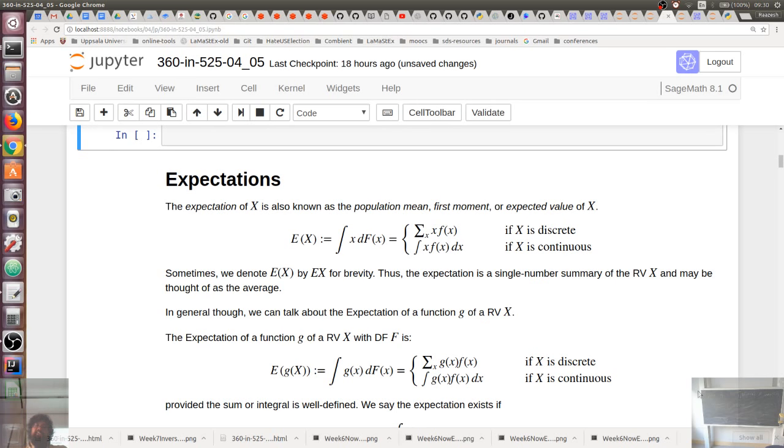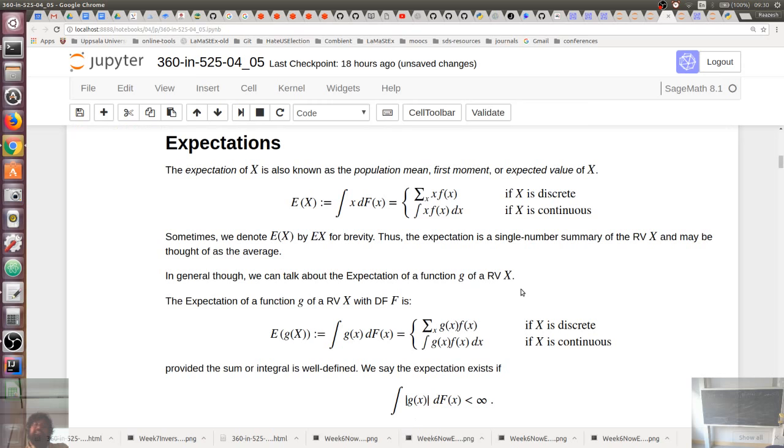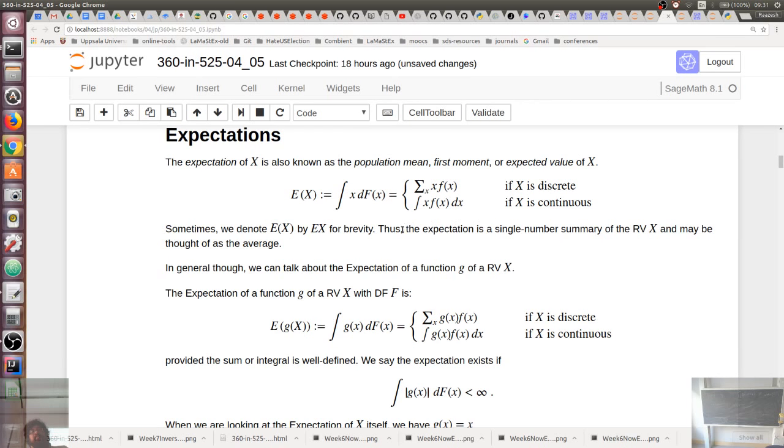The expectation of x is defined like this. It's called the population mean, written capital E of x. You integrate x with the differential of the distribution function. This is just common notation to talk about both discrete and continuous random variables at the same time. If it's continuous, integrate x multiplied by the density. If it's discrete, take x multiplied by the probability mass function f of x and sum over all x values. That's the expectation of the random variable, or population mean.